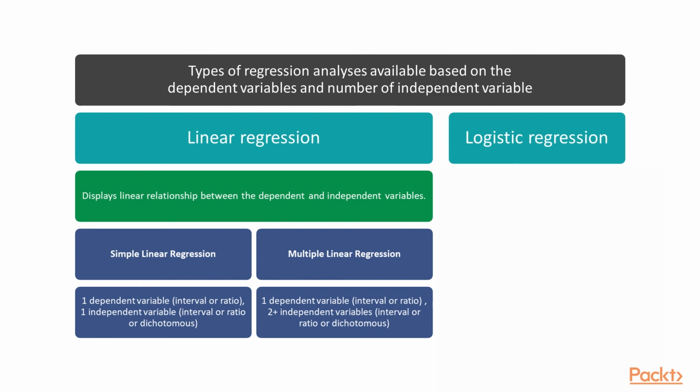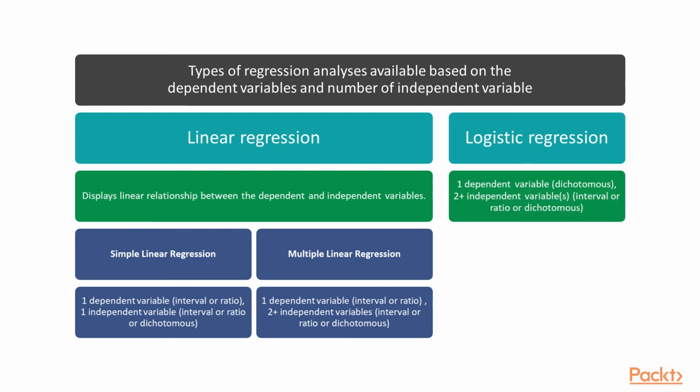Multiple linear regression is the regression in which we have one dependent variable, which could be interval or ratio, whereas we have two or more than two independent variables in multiple linear regression. Logistic regression is the regression in which we have one dependent variable, but that variable has to be of dichotomous or binary type. And there can be two or more than two independent variables, and independent variables can be of any type like interval, ratio, dichotomous or continuous variables. This is the difference between linear and logistic regressions.